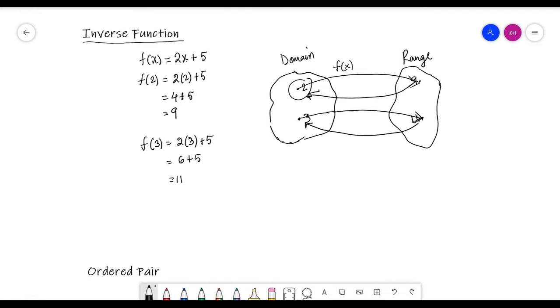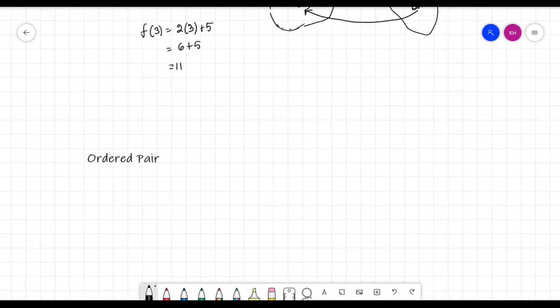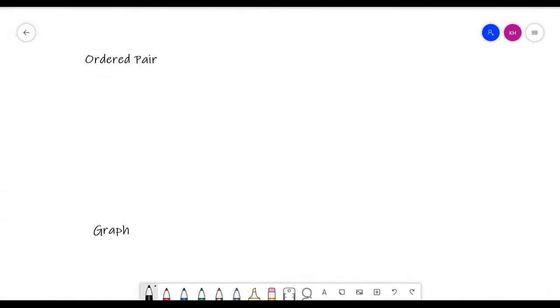So we're going to start off with ordered pairs: how to find the inverse of an ordered pair. We're going to go back to our first lesson where we learned what an ordered pair is. An ordered pair is a pair of numbers where we have an input and then an output. Let's take the ordered pair 1, 2, where the x value is 1 and the y value is 2.